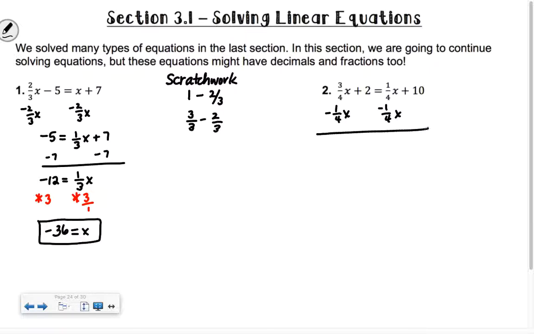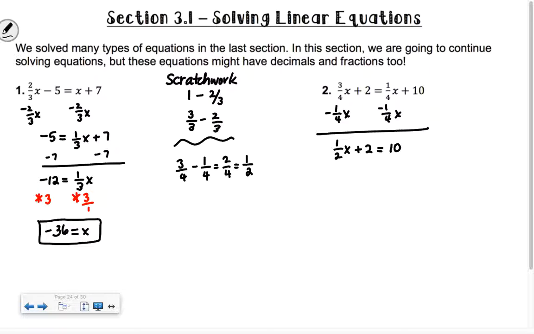So when we subtract 1/4 x, we have 3/4 minus 1/4. This already has common denominators for us, so that's nice. So we get 2/4, but do you think I'm going to leave it as 2/4? No. So let's reduce. It's really 1/2, right? 2/4 is 1/2. So I'm going to get 1/2 x plus 2 equals 10. Okay, so I've combined my x's.